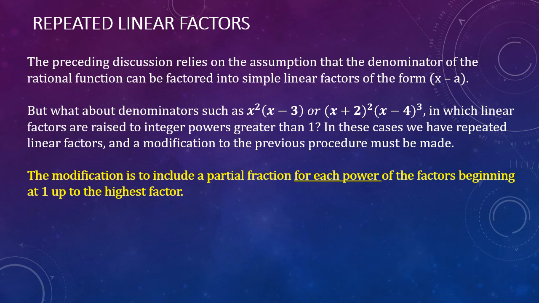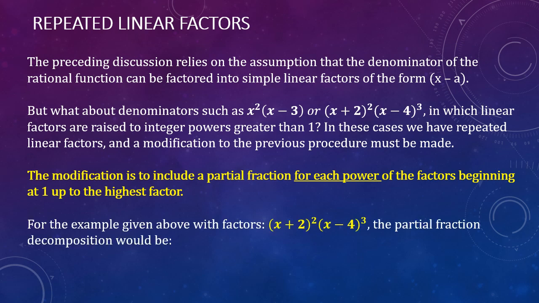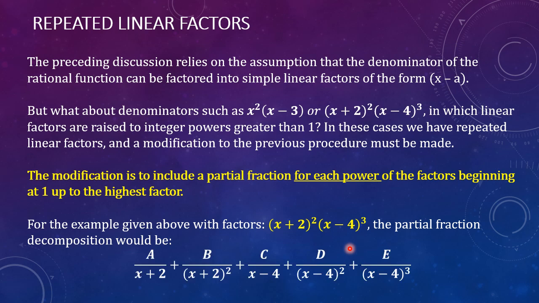The modification is to include a partial fraction for each power of the factors beginning at 1, going up to the highest power. So if we look at the example above here, notice that we have x plus 2 squared, so the highest power is 2 on this factor, and x minus 4 cubed, okay? Then the partial decomposition would look like this.